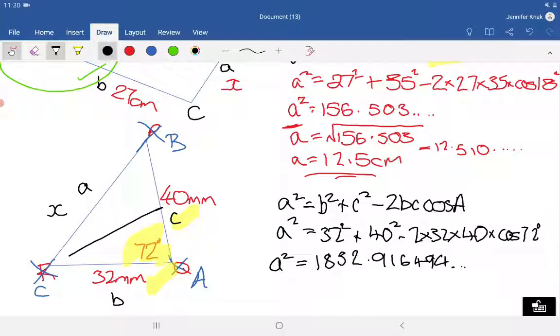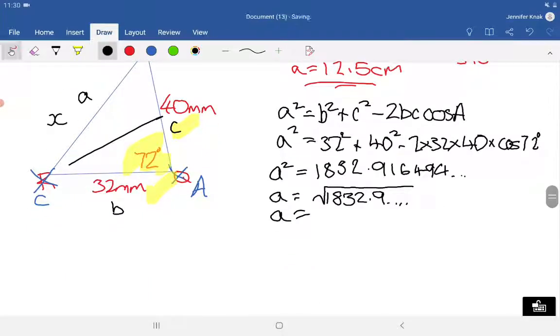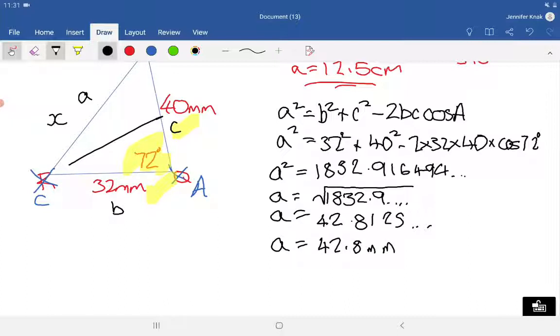So, a squared, 1,832.916 and so on, but we don't want a squared, we want a. So we're going to square root that big number. I'm just going to put 0.9 dot dot dot. Remember, give your unrounded answer first. I was a wee bit lazy in the last question, I'd kind of forgotten to do that, so I'm going to do that now. So, unrounded answer first of all, 42.8125 and so on. And again, round it sensibly unless the question tells you to round it to something specific. 42.8 millimeters will do for me. So that's how we work out a side. I'm just going to clear these diagrams and we'll look at how we work out an angle.